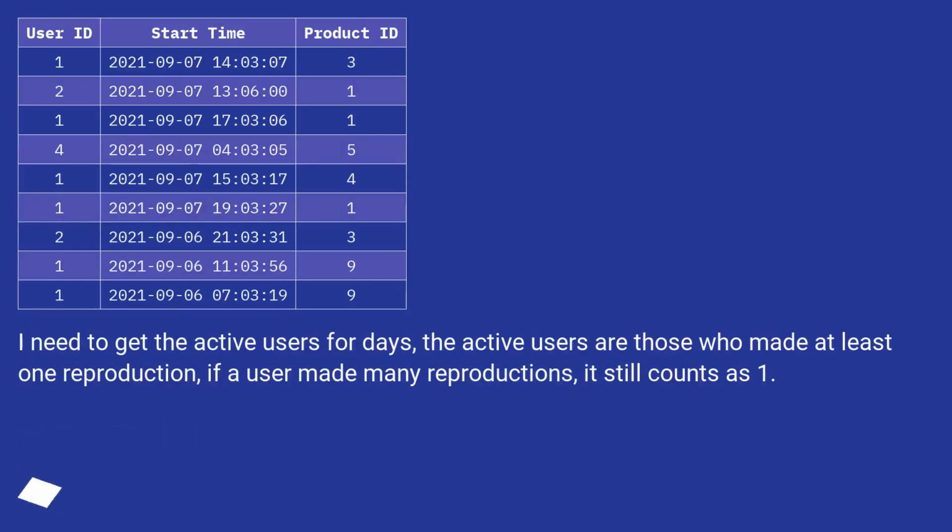I need to get the active users for days. The active users are those who made at least one reproduction. If a user made many reproductions, it still counts as one.